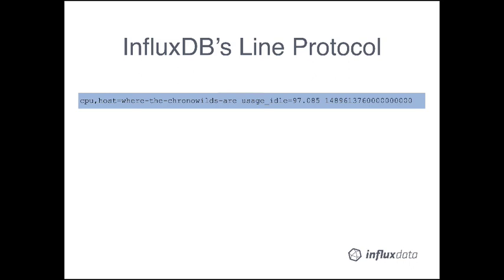The CPU measurement comes first, followed by a comma and the tag. That's host equals where the chronowilds are. Then there's a white space, followed by the field. That's usage idle equals 97.085. Finally, there's another white space and the timestamp in epoch nanoseconds. That's the number of nanoseconds that have elapsed since midnight, January 1st, 1970 UTC.